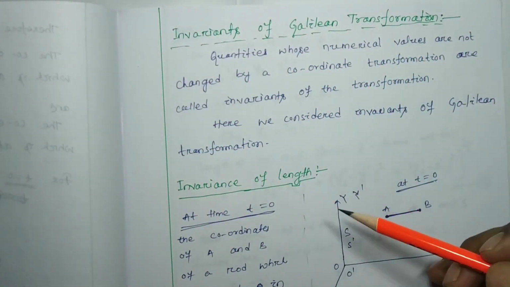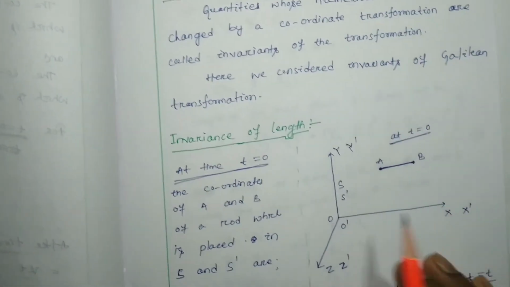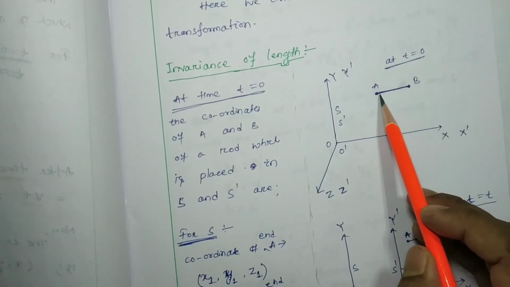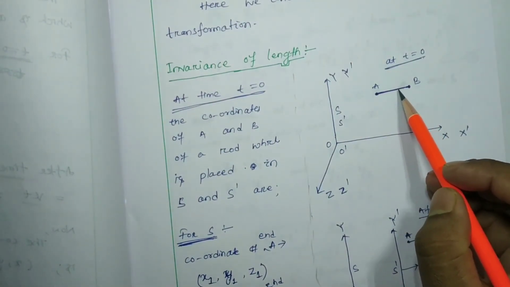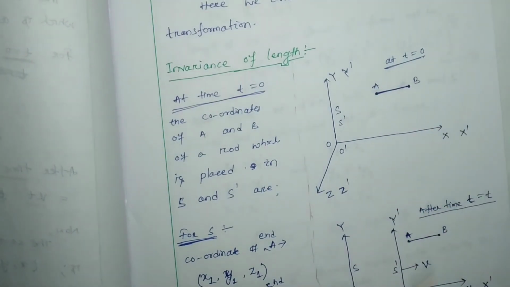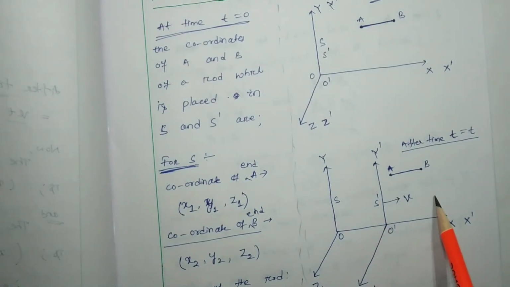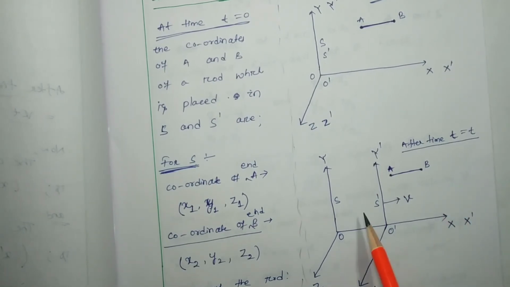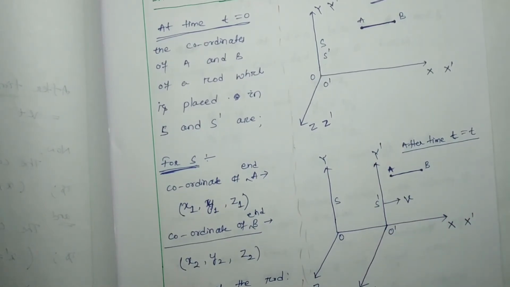In this topic we are going to discuss that in case of Galilean transformation, suppose this is a rod in both S and S dash frames, which coincide at t equal to t0, and after some time this S dash frame moves with a velocity towards the right. We can find that in both S frame and S dash frame the rod length will be invariant, the same. That we are going to discuss in our next class.